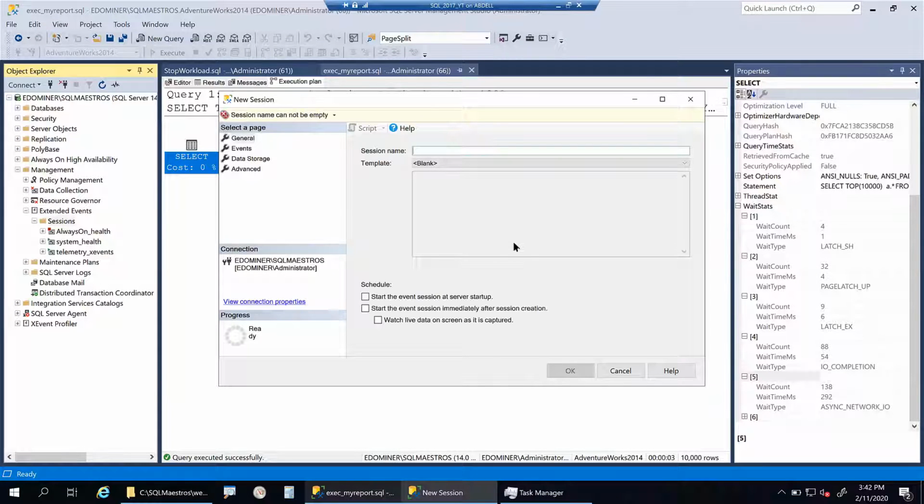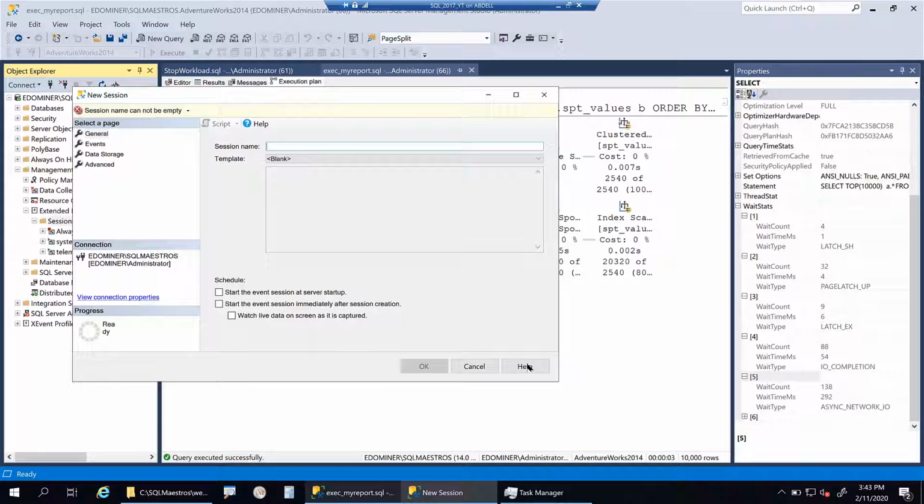But let me first ask the audience, do you want me to show you how to set up extended events to capture the same information? Is that something that you're interested in? Okay, so a lot of you want me to show you how to capture the same information from extended events. And I will do that very quickly for you to see.